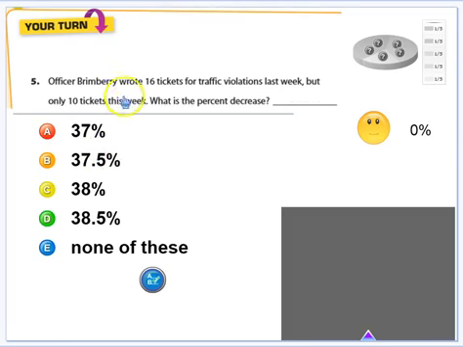Officer Brimberry wrote 16 tickets for traffic violations last week, but only 10 tickets this week. What is the percent decrease? So it says, what is the percent decrease? It does not say anything about rounding. Okay? So work this out.